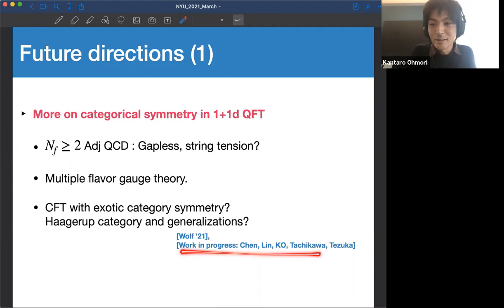What we are trying to do is find a critical point in the lattice model, and if there is a relativistic critical point, it gives us a CFT with a Haagerup category symmetry, and such a CFT is not known. So it potentially gives us a new CFT, which might be interesting. That's an ongoing project. Thanks for asking. Thank you.